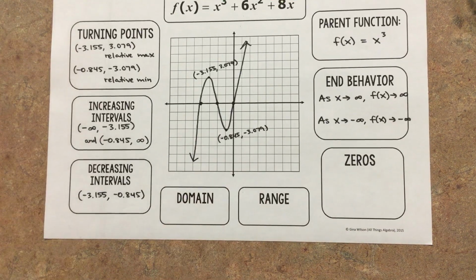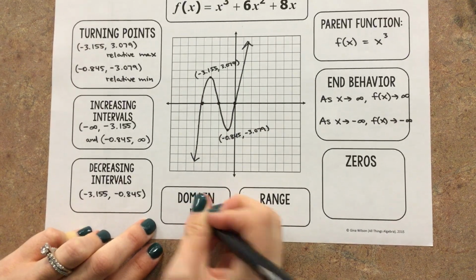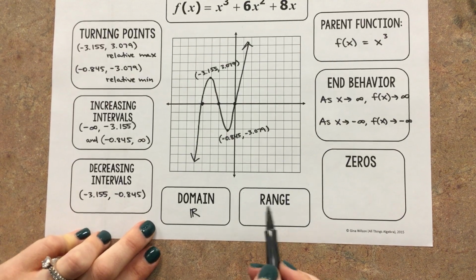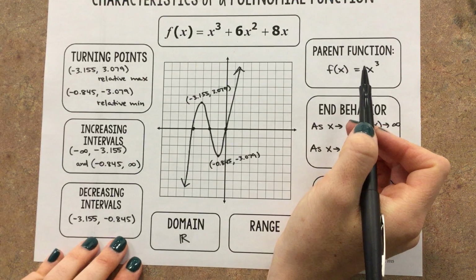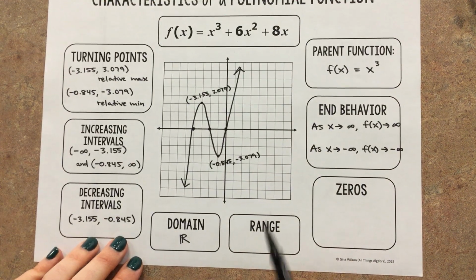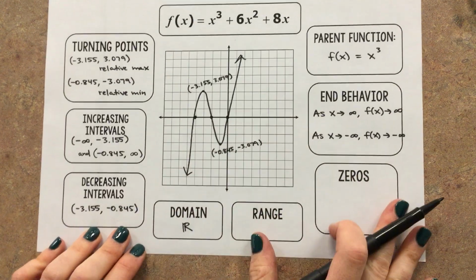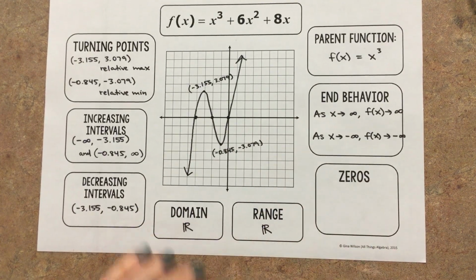All right, domain and range. Domain for every polynomial ever is all reals. So we don't even have to think too hard about that. Everything that you're writing today will be all reals. And then the range might be all reals, or it might be less than a certain value or greater than a certain value. If it's an odd function, it's going to be all reals, because an odd function always has one arrow going down and one arrow going up, which means it covers everything. So if it is an odd function, the range is going to be all reals.